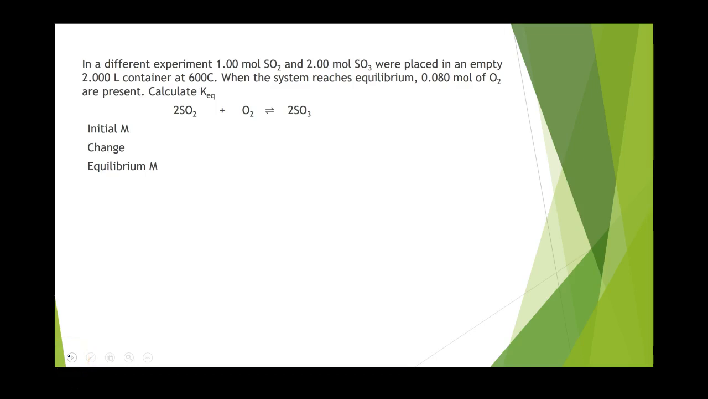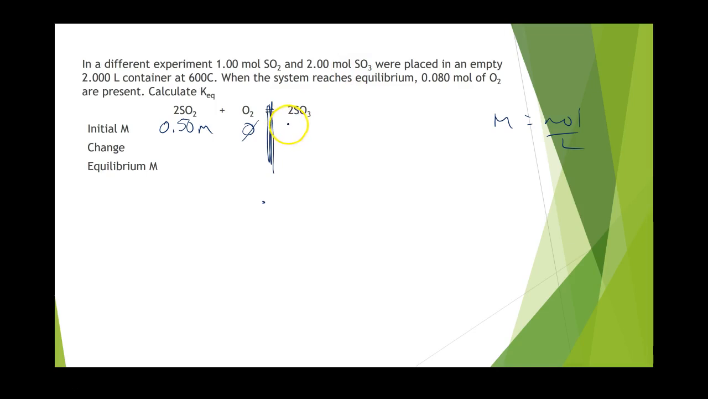Okay, so now we're going to do a different one. We're going to still set it up, put a big line down that arrow. We're starting with 1 mole of SO2 in a 2 liter container, so it starts at 0.5 molarity. Molarity is moles over liters. So the SO2 is 0.50. The oxygen doesn't say anything. Must be 0.